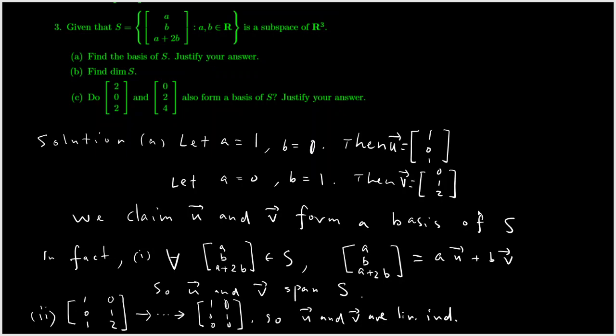Now you see the two conditions are both satisfied, right? The first condition is that U and V form a spanning set. By that we mean every vector in S is a linear combination of U and V. It means U and V span S, the subspace. The second condition is that they are linearly independent. So the two conditions are both satisfied, and then we can conclude the two vectors indeed form a basis of S.